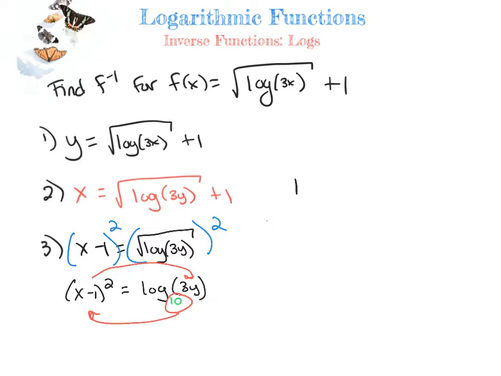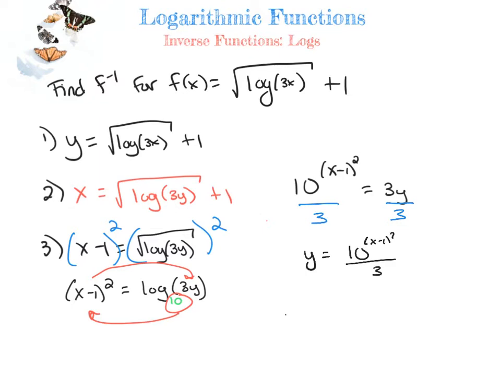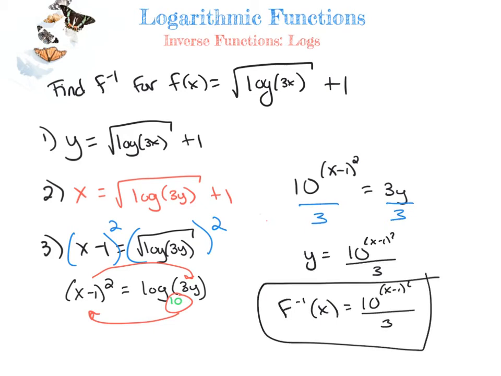Let me write that over here. 10 to the x minus 1 all squared equals 3y. So one last time, start at the base, base to the other side equals the inside. And then one more quick step of solving for y is to divide both sides by 3. So y is equal to 10 to the x minus 1 all squared divided by 3, or in other words, our inverse function is equal to 10 to the x minus 1 quantity squared divided by 3. Great.